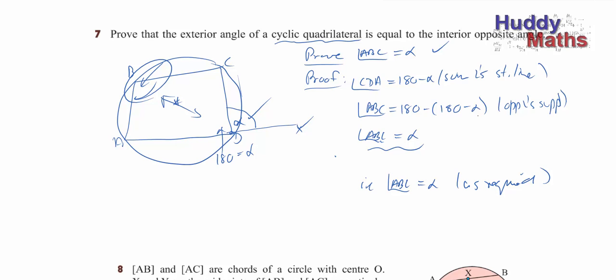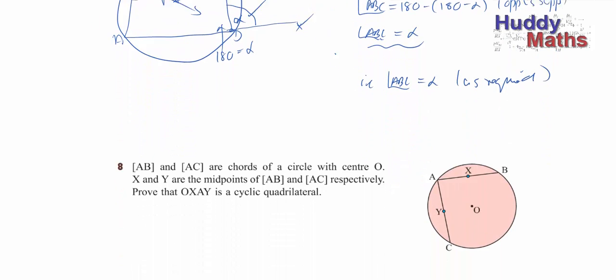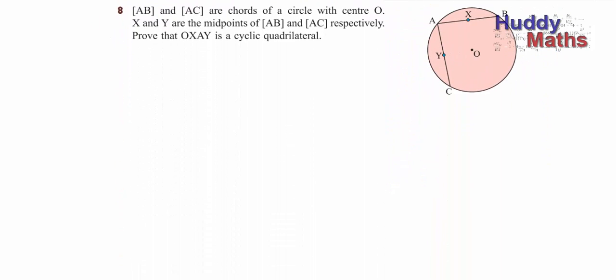All right, so how's it going? I hope you're getting the idea of the strategy, because that's the important thing to be able to do any problem. All right, let's go down to question 8. AB and AC are chords of a circle centre O. This time we've got a nice diagram. Let's have a look, and we're proving that OXAY is cyclic. Again, probably we'll use the opposite angles as supplementary. Let's see what we've got.